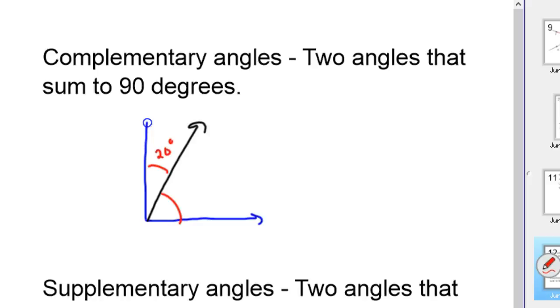Maybe this is 20 degrees. So that means this one would have to be 70 degrees. So 70 plus 20 is 90. So those are complements of each other.